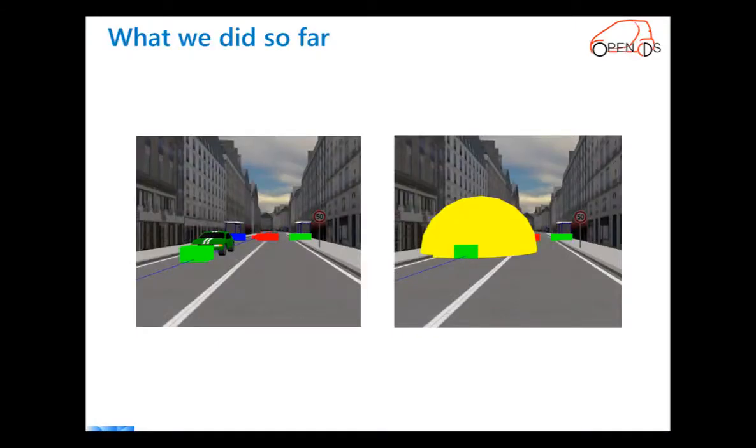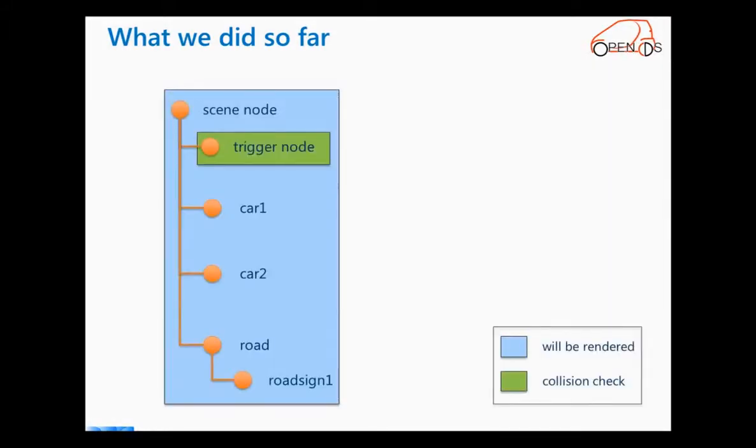Here you see again what we did so far. Without modification, we had traffic cars moving along the predefined tracks, and on the right you see we have the same traffic car now with a sphere wrapped around it. So let me now explain you a little bit more what we did in words of the scene node.